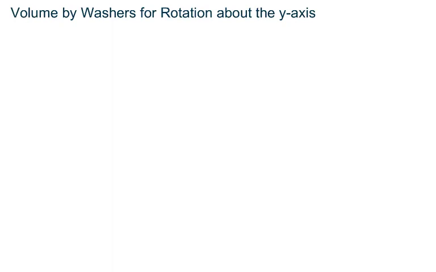So in this video, we're going to do volume by washers for rotation about the y-axis. The video preceding this, we went about the x-axis. Your book does not specify a formula, but it's very similar to the other washer formula. We would just use C and D. And the C and D represent bounds on our y-axis, vertical bounds as opposed to horizontal.